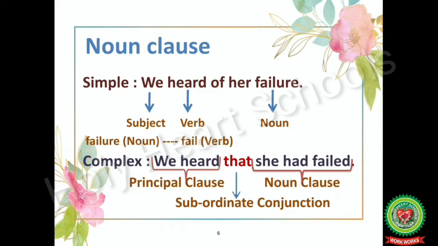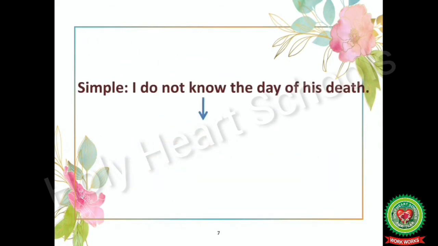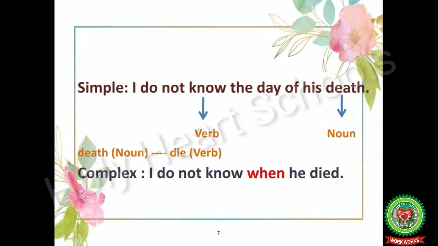Now coming to the second example, I do not know the day of his death. Now again, in order to make complex sentence, we need two finite verbs. But here it is only one verb, that is know. And for the second verb, we will change the noun death into die. Now students, we can add a conjunction when because it is telling us the time. So what do I not know? I do not know when he died.